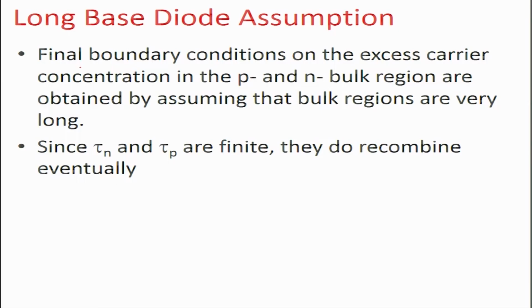Secondly, since tau n and tau p are finite numbers, there is a finite lifetime of carriers. The carriers do recombine eventually. At some point they do recombine. So we can say that delta Pn at plus infinity is equal to 0 and delta Np at minus infinity is equal to 0, which means whatever minority carrier concentration you had at the boundary of the depletion region with respect to the bulk region, it goes down to the equilibrium concentration eventually, because the perturbation becomes equal to 0.